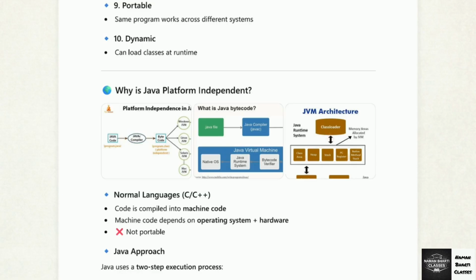This flowchart illustrates how Java solves the lock-in problem by inserting a universal translator between your code and the hardware. That universal translator is the Java virtual machine. Notice how the middle step branches out. The exact same bytecode is being fed into 3 distinct JVMs, one for Windows, one for Linux, and one for Mac.